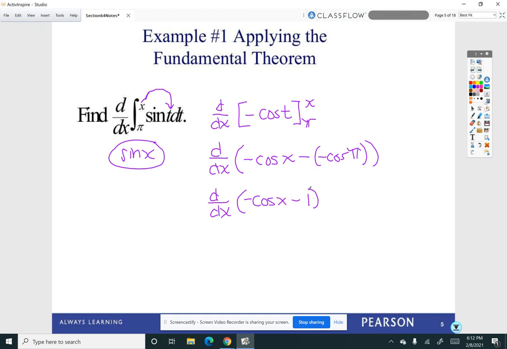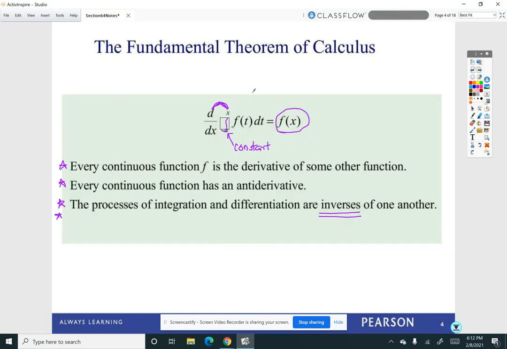Now let's take the derivative of that. Well, the derivative of negative cosine is sine. And the derivative of negative 1 is 0 because negative 1 is a constant. And so my answer here is just sine of x. And so that's what this part of the fundamental theorem of calculus is saying. They're inverses. They undo each other.